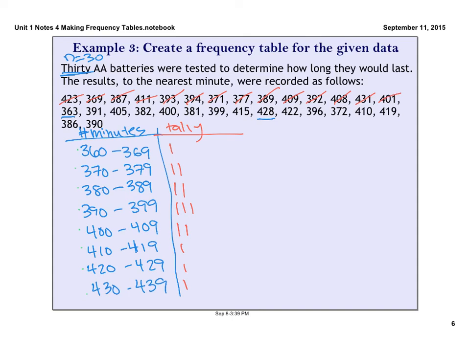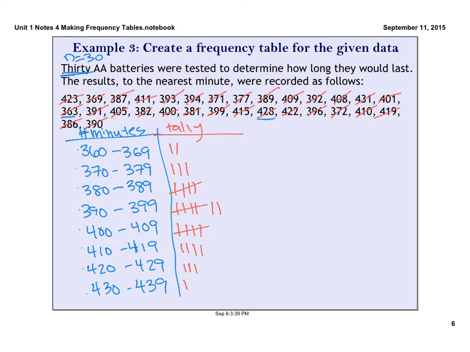So 401, 363, 391, 405, 382, 400, oh, there's a group of 5, 381, 399, it's a group of 5, 415 is here, 428 is down there, 422 is also there, 396, 372, 410, 419, 386, and 390.